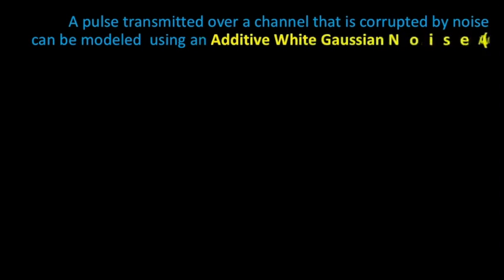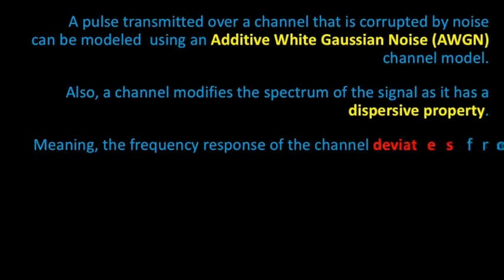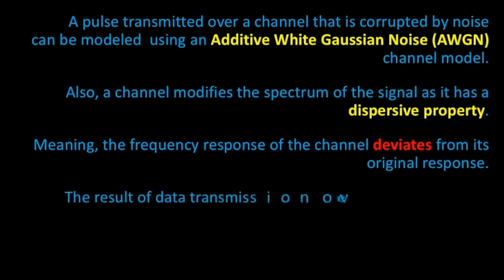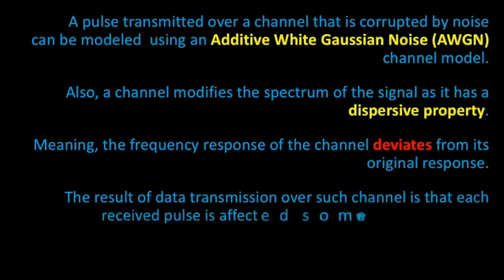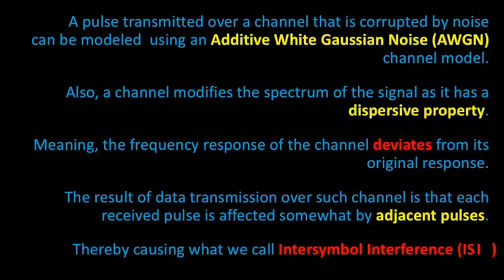A pulse transmitted over a channel that is corrupted by noise can be modeled using an additive white Gaussian noise, or AWGN, channel model. Also, a channel modifies the spectrum of the signal as it has a dispersive property, meaning the frequency response of the channel deviates from its original response. The result of data transmission over such a channel is that each received pulse is affected somewhat by adjacent pulses, thereby causing what we call intersymbol interference, or ISI.